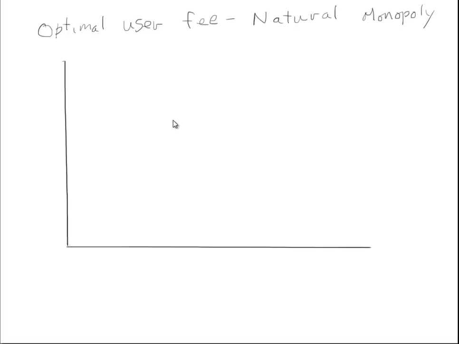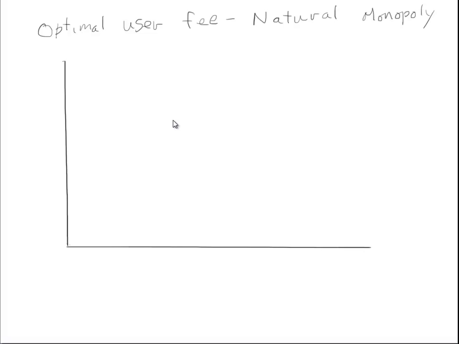Hi, I'd like to talk to you about the optimal user fee, especially in the case of a natural monopoly. What we're going to do on this graph is draw a natural monopoly. A natural monopoly is when it's cheaper for one firm to produce a product than for more than one firm. This would be a case of economies of scale given the size of our demand curve.